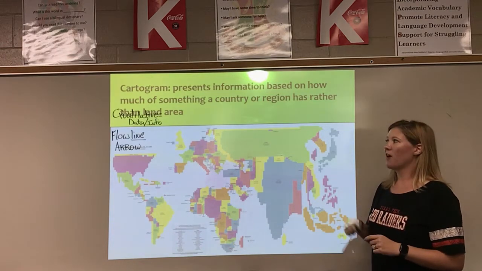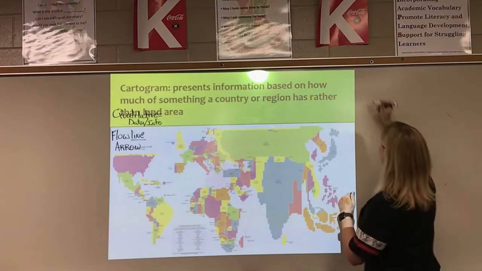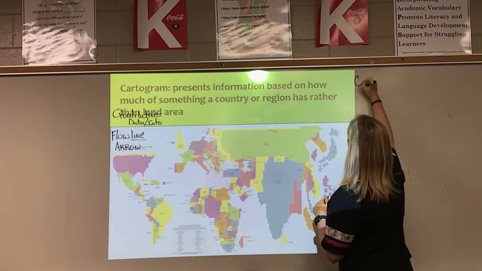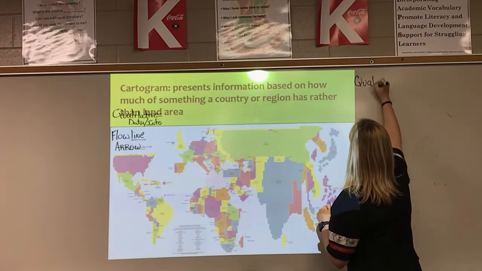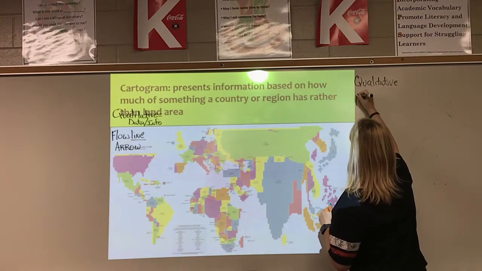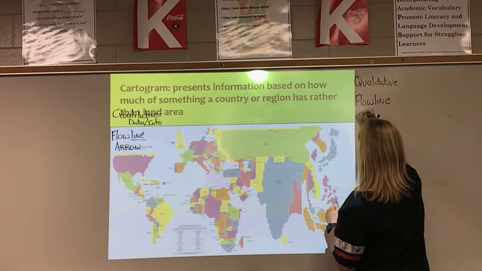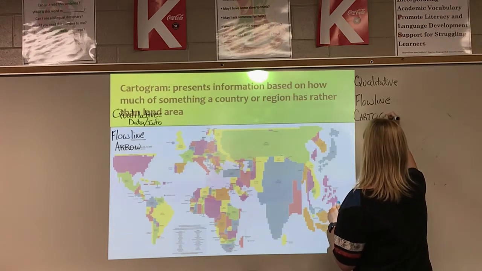All right, if I wanted to show you, and you can't even see my writing anymore because I should have written it over here. Let's see. Qualitative. Flow line. And cartogram.